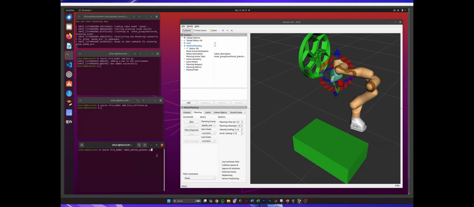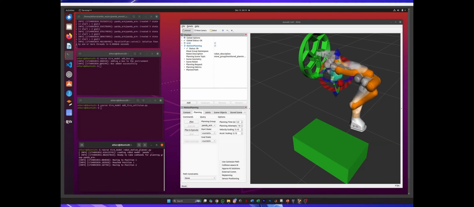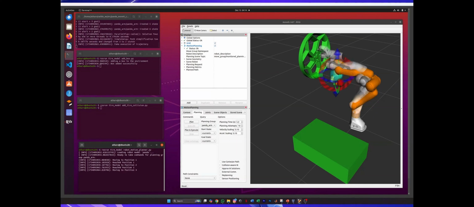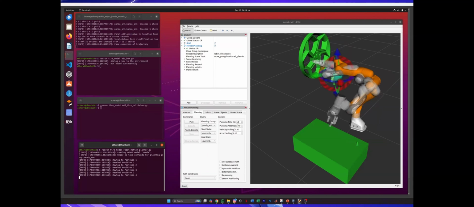And then we start with the motion planner, which actually executes the motion. If you can see, the robot moves forward near the bolt, and while moving backwards, it also carries out a twisting motion, which removes the bolt from its actual place.